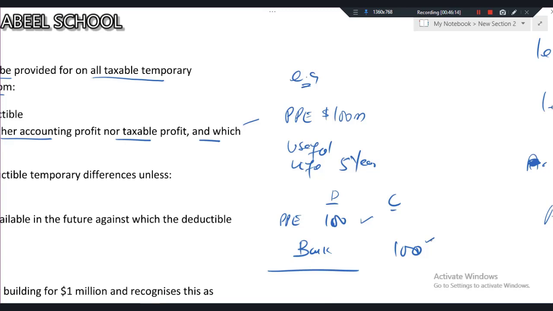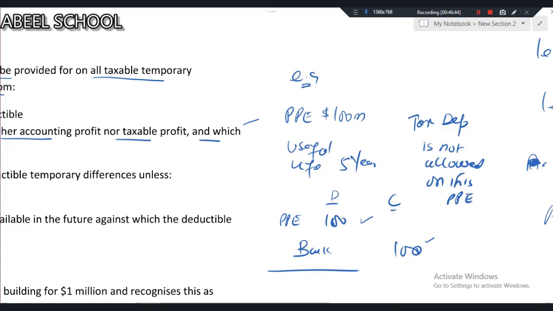Company says we will depreciate this property, plant and equipment over 5 years. Now look at the tax authorities. Tax depreciation is not allowed on this property, plant and equipment. Basically, tax people are not giving you any depreciation on this property, plant and equipment. In other words, tax people are not accepting this property, plant and equipment as an asset.